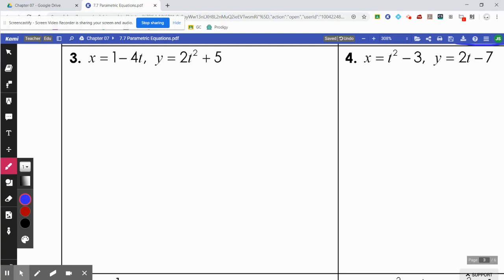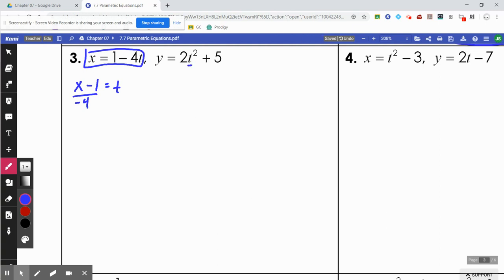Again, we've got to solve one of these for t. Since these are linear expressions, they will always be easier to solve for t. So let's move the 1 and the negative 4 over. Move the 1 over by subtracting, and then we're going to move the negative 4 over by dividing. So you get t is (x minus 1) over negative 4.